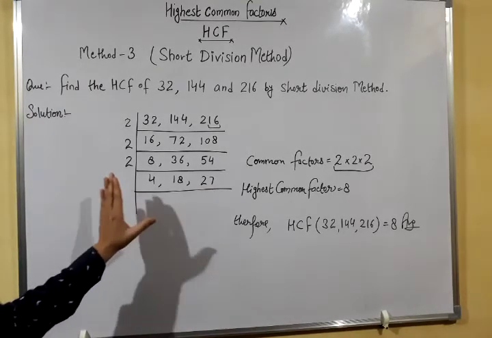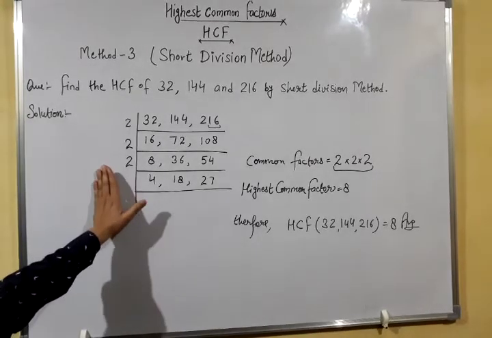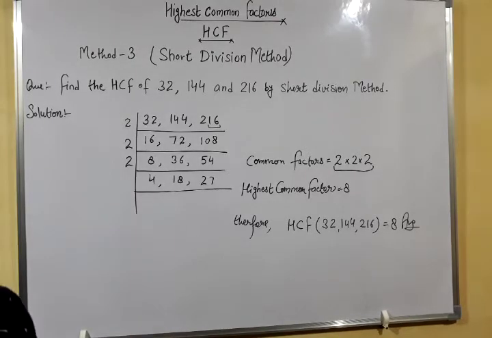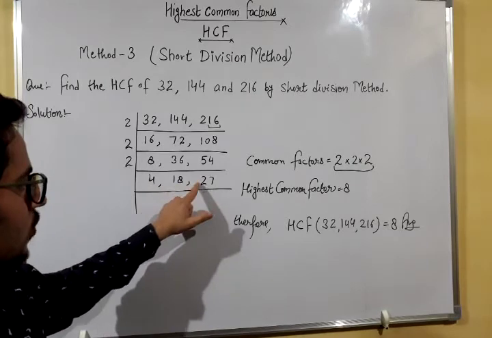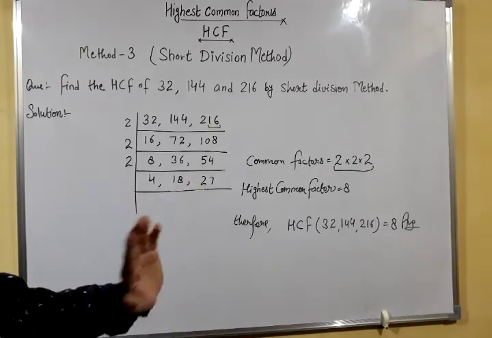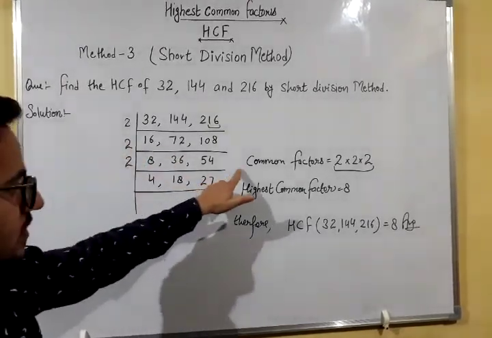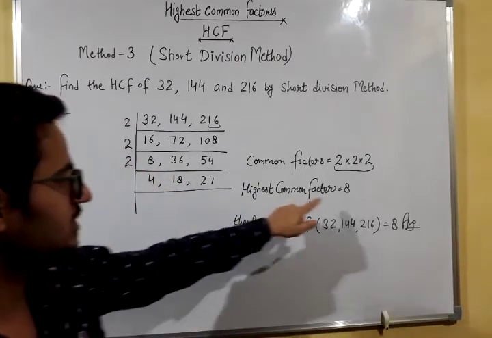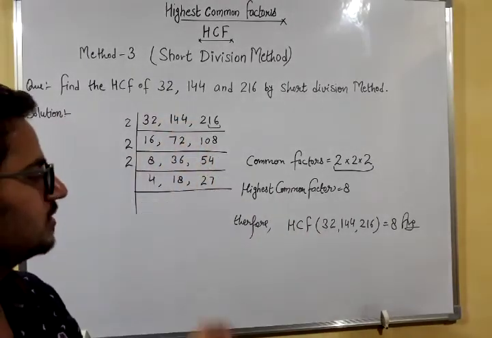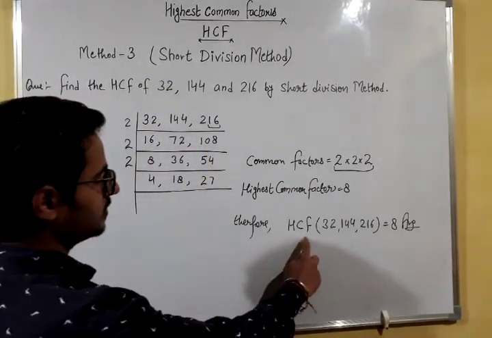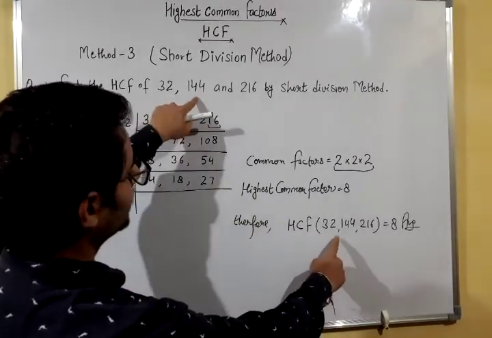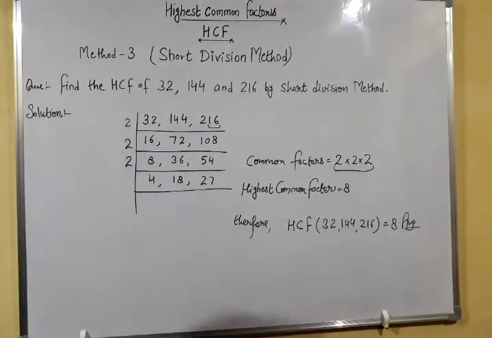Here we stopped our division, and the reason was that now we do not have the smallest common divisor, a common factor which can divide 4, 18 and 27 together. These three numbers are not divisible by the same number. Therefore our common factors are 2 into 2 into 2, which is equal to 8, and this is the required highest common factor of the given numbers, and we will write here like this as we have done in our previous videos also. So HCF of 32, 144 and 216 is 8.